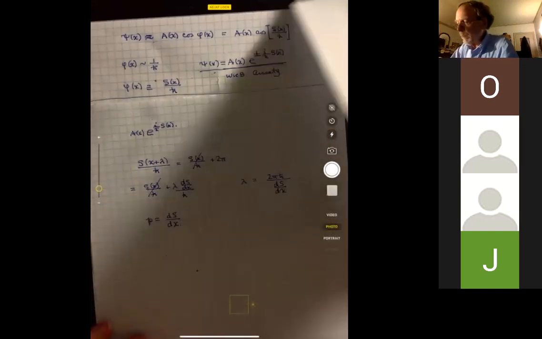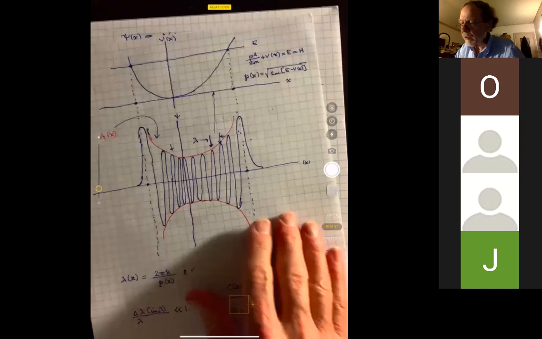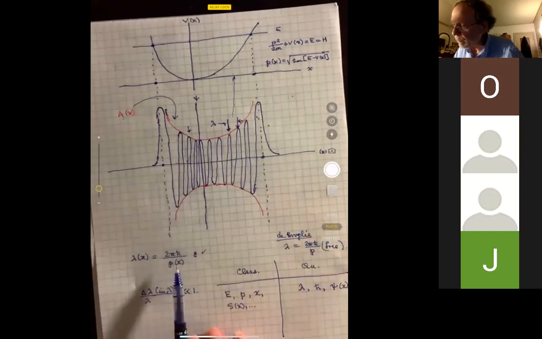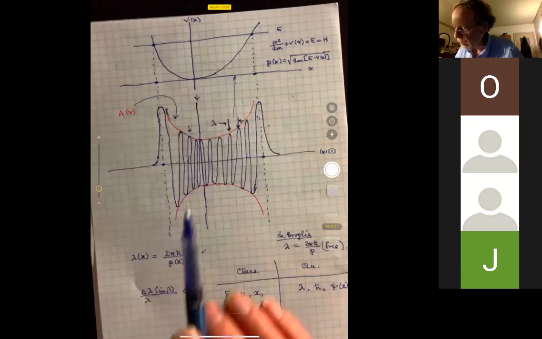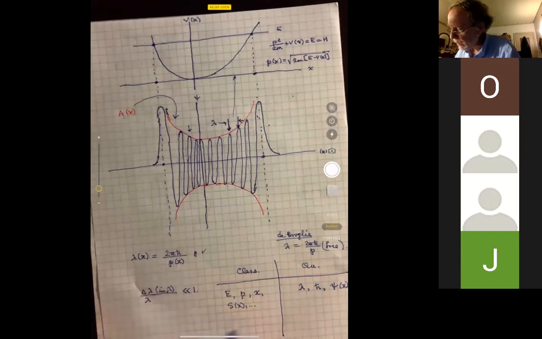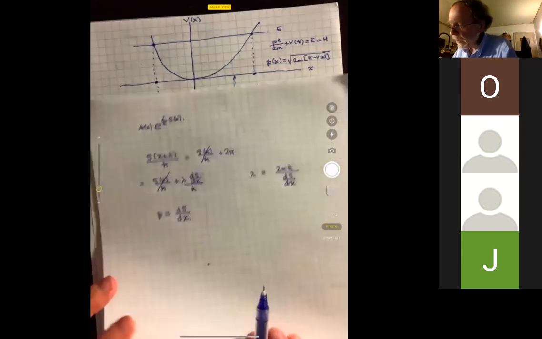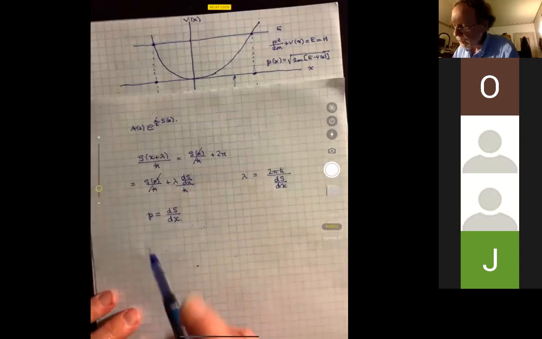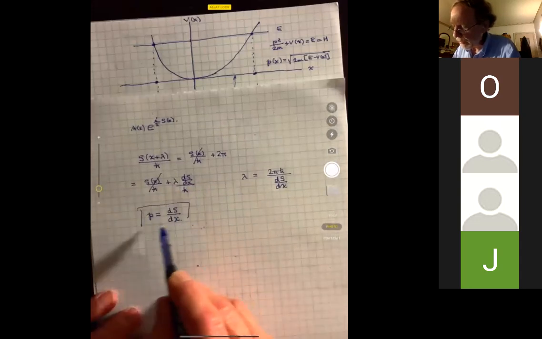So going back to this picture then, this very nice picture we had here about the local de Broglie wavelength being related to the momentum of the classical motion, that also gives us a relation between the momentum p and the phase S of x, or the phase is S over h bar, namely that p is a derivative of S.